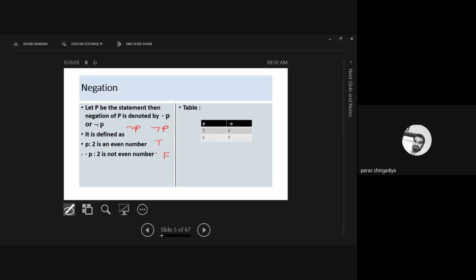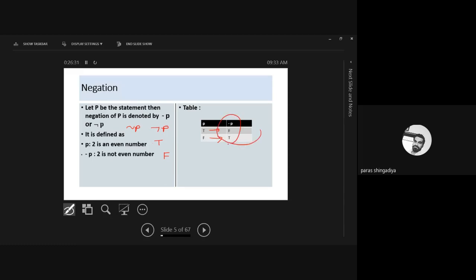What is the possibility? T and F. Clear? So now we find the negation. The negation of T will become F and the negation of F will become T. F will convert to T and T will convert to F. That column indicates the negation of the statement.